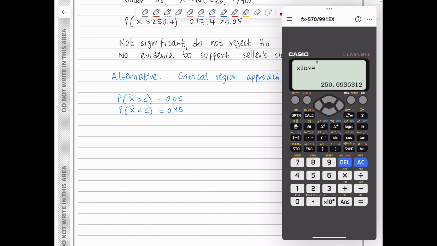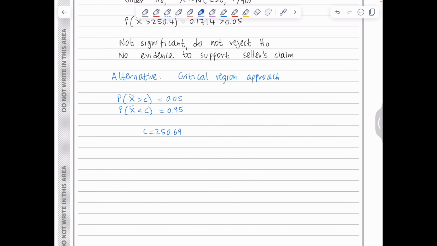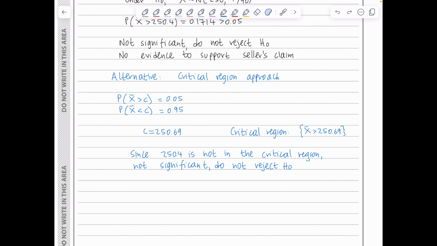And I get 250.69, so let me write this down. C is 250.69. This is the critical value, which means anything beyond this will be rejected. So my critical region is any value of X bar that exceeds the critical value, so X bar greater than 250.69. Well, we can see that the 250.4 that we have observed is not in the critical region, and therefore we have a non-significant result. We do not reject H naught, which again means that we cannot support the seller's claim.